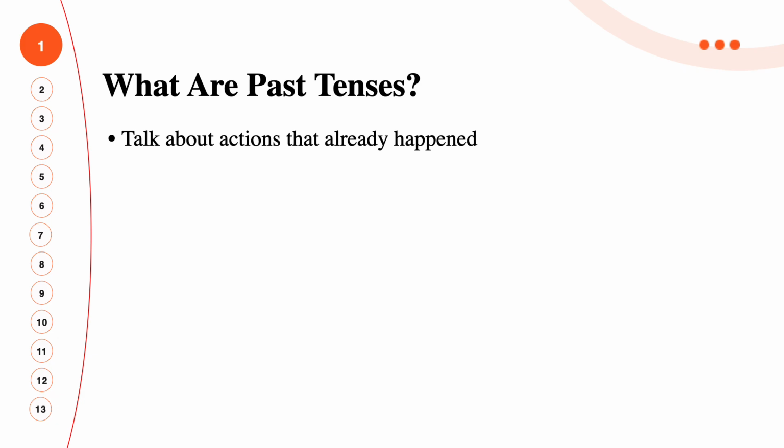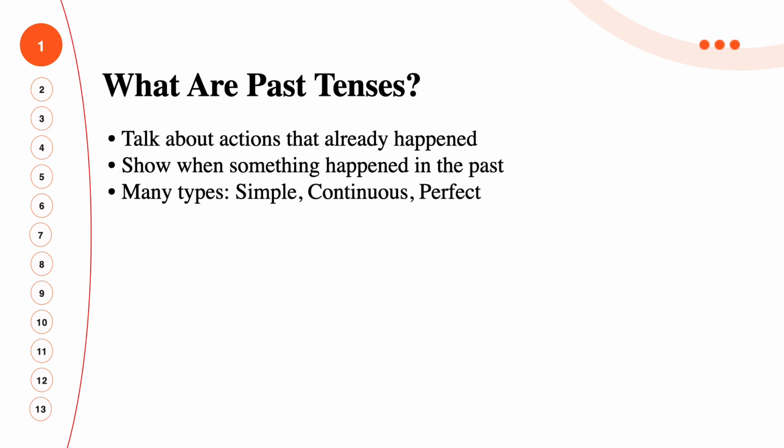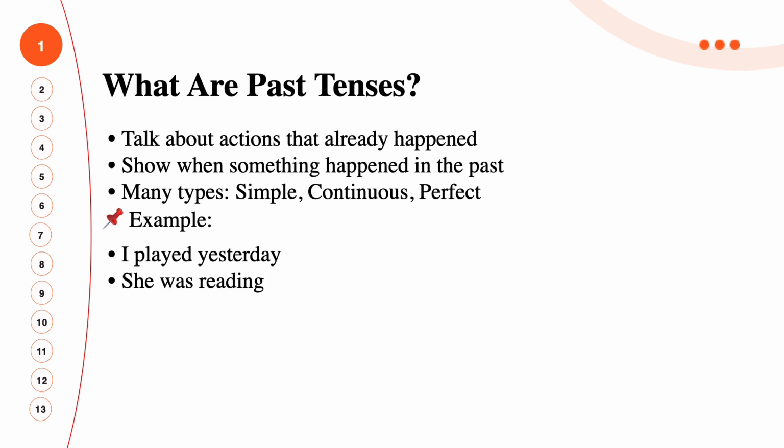They are as following. They talk about actions that already happened, show when something happened in the past. Many types are simple, continuous, and perfect. Examples: I played yesterday. She was reading. So, the past tense is about actions that already happened.